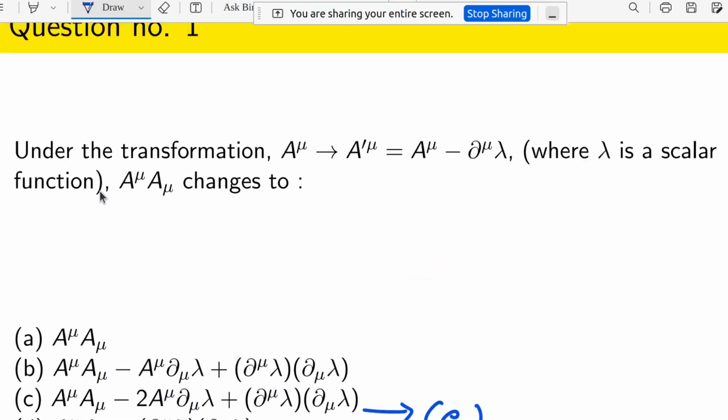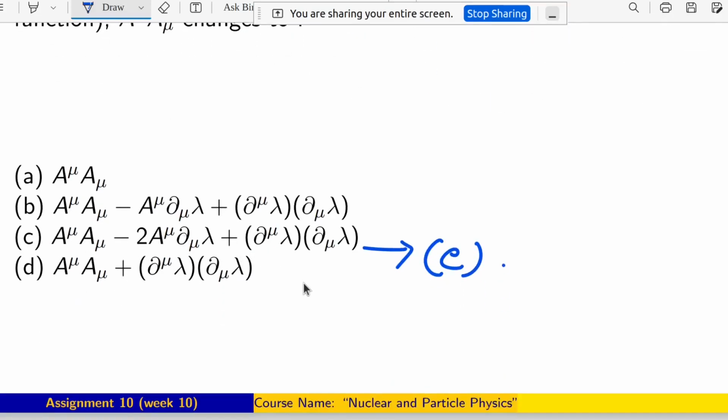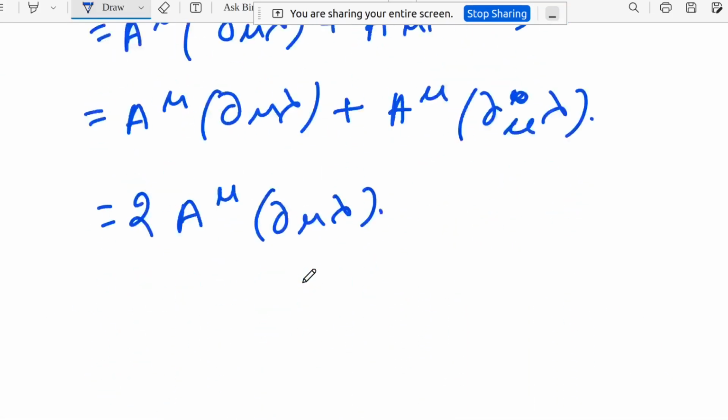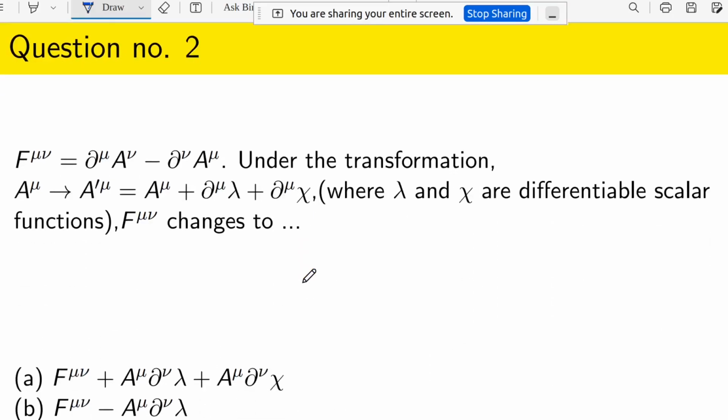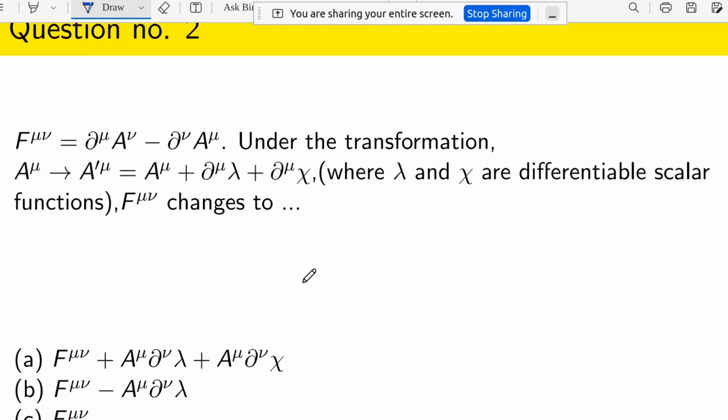What we have to do in that question is replace A mu with A mu prime, and A mu with A mu prime. Then we put these things together and multiply them with the help of 4-momentum multiplication. Nothing else is there. So we can see that the correct answer will be C, as I already told you. Okay, so this is a very simple question. Now we will talk about the second question.